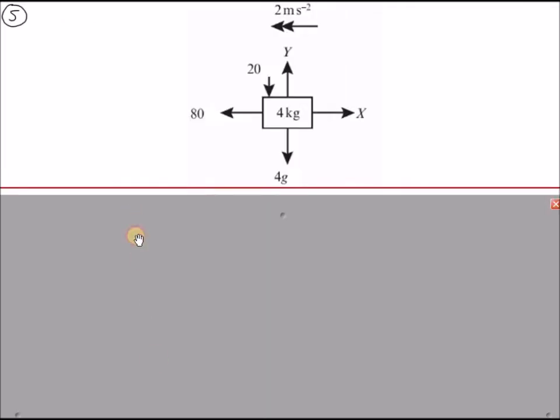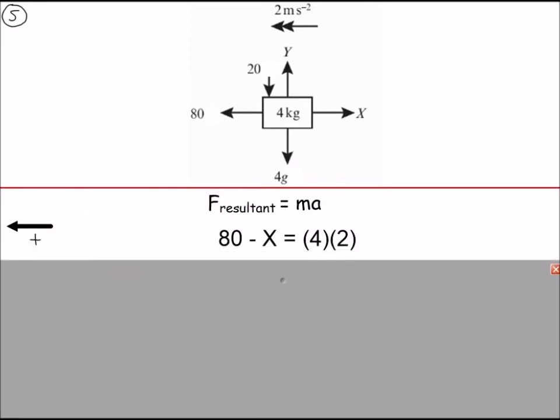Example 5. So let's start with looking at the horizontal direction, taking this direction as positive. So we've got 80 minus x there. 80 minus x equals the mass times the acceleration. And check the sign on the acceleration. I've taken this direction as positive. That's the direction of my acceleration, so this is positive. And that's a good way to pick the direction right from the beginning. Should I take the left as positive or the right as positive? You should stick with the direction of your acceleration to make things easier.